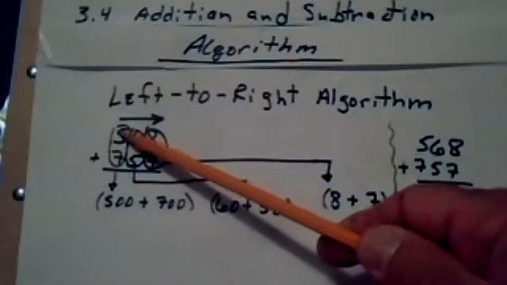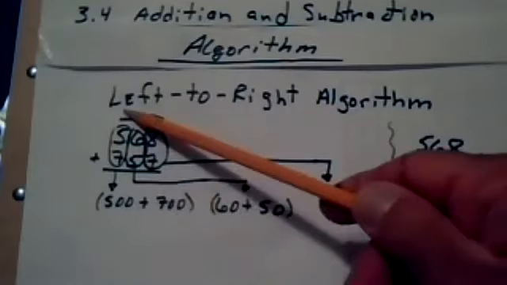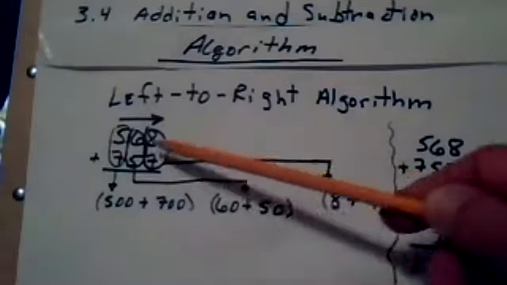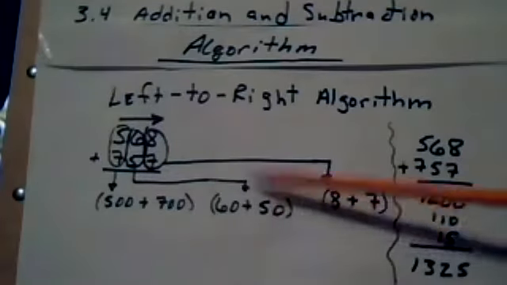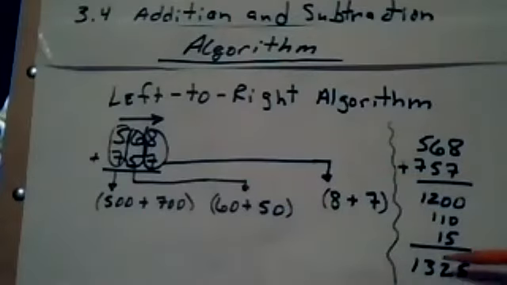5 is really 500. 7 is really 700 because of its place. This is the 100's position. 6 is really 60. 5 is really 50. These are units. Then you add all of these up and you get 1,325.